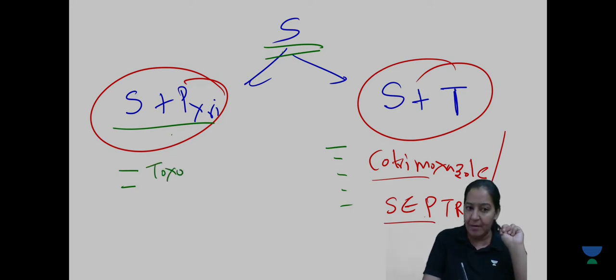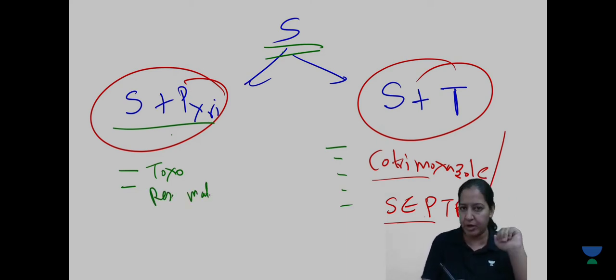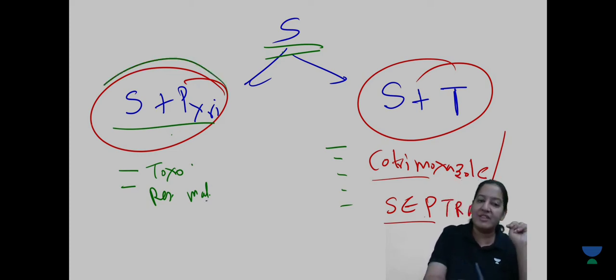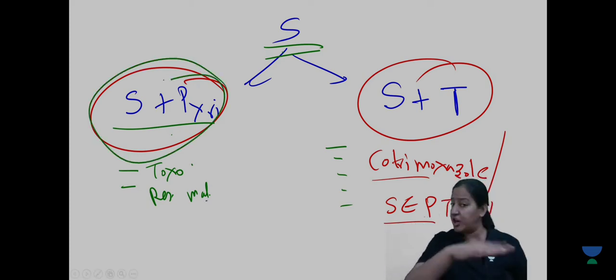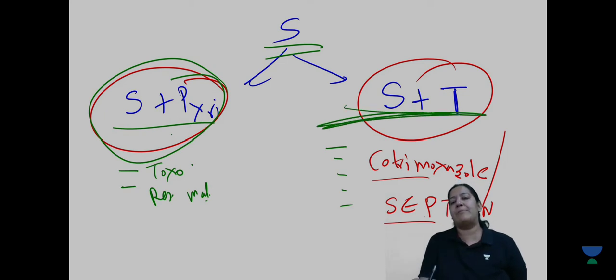Number one, toxoplasma. You know what toxoplasma is? It is a parasitic infection. And number two, resistant malaria. It is also a parasitic infection, Plasmodium. You know that. So toxoplasma and malaria are the two uses of this combination. Okay, leave this combination. Come to the second one. Tell me the uses of Septran.